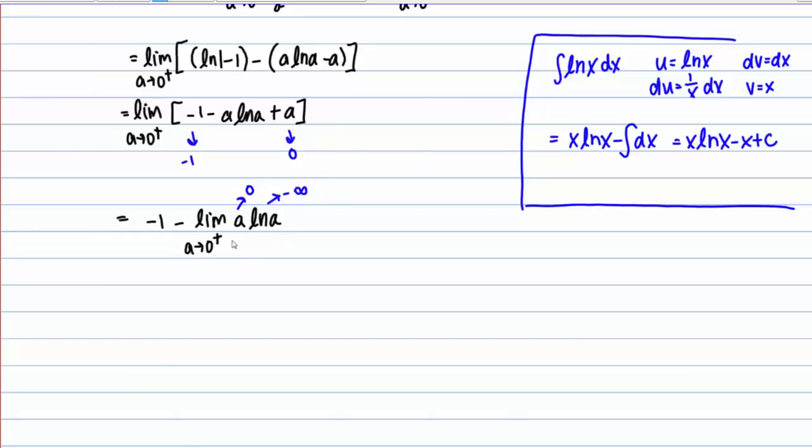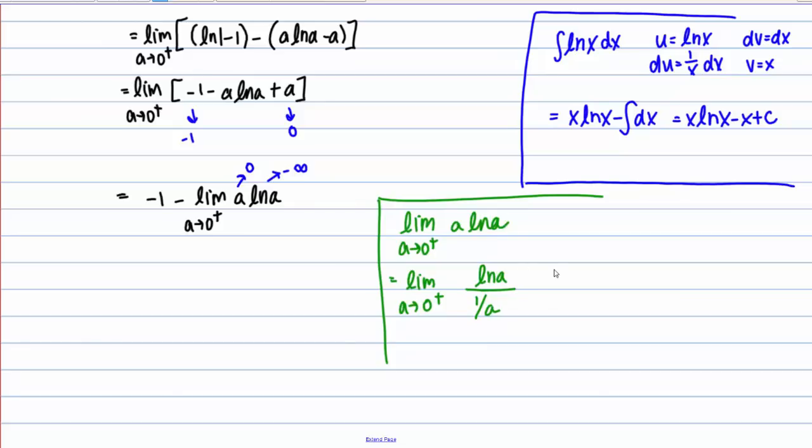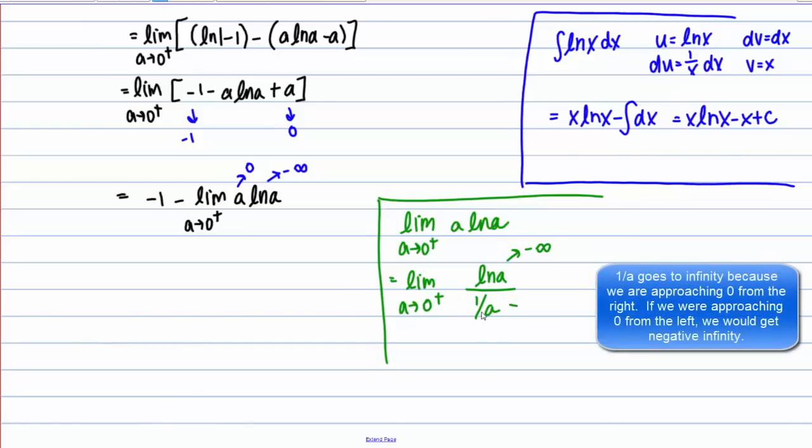If you remember, L'Hopital's rule is often a useful technique for evaluating indeterminate forms within limits. But to use L'Hopital's rule, your form has to be either 0 over 0 or infinity over infinity. So we need to see if we can rewrite this. I'm going to do this work off to the side. Instead of a natural log of a, I'm going to write ln a over 1 over a, which is algebraically equivalent. Now the natural log of a on top is approaching negative infinity, and on the bottom the denominator of the fraction is going to 0, so the fraction overall is going to infinity. Now I have my infinity over infinity form, and it's safe to use L'Hopital's rule.